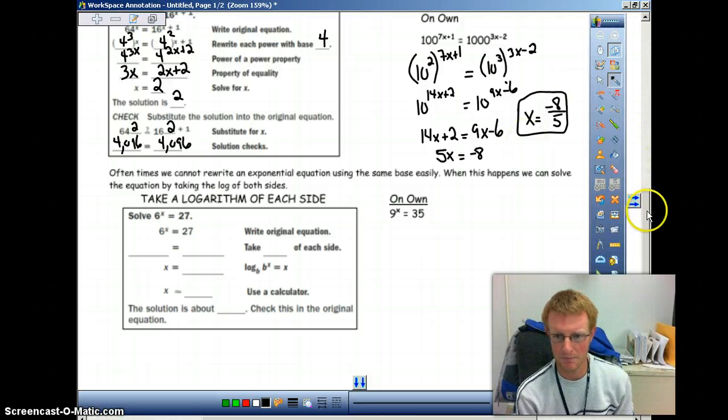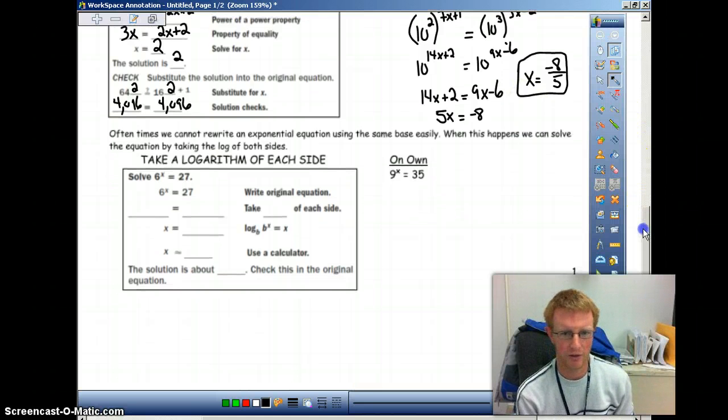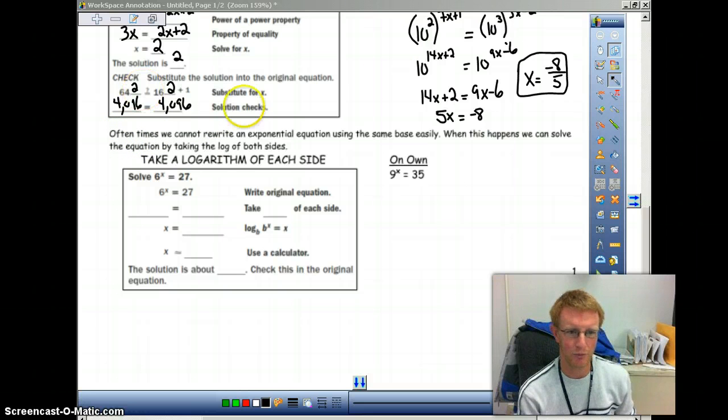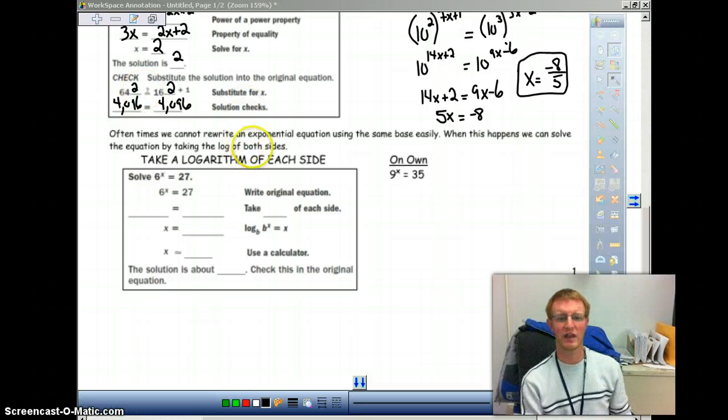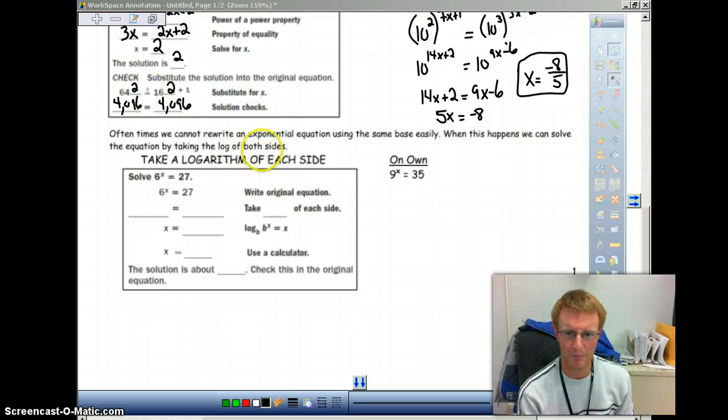Okay, so let's move on. Again, if you have questions on that later, that's fine. Just note that. Okay, so the next thing, it says, oftentimes we cannot rewrite an exponential equation using the same base easily. When this happens, we can solve the equation by taking the log of both sides. We've done this already, so hopefully this is not too difficult.